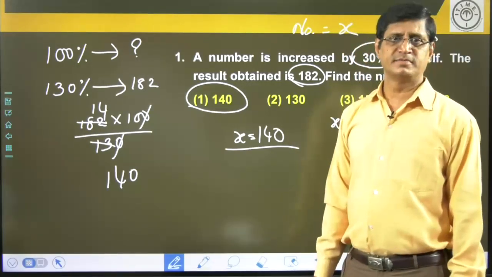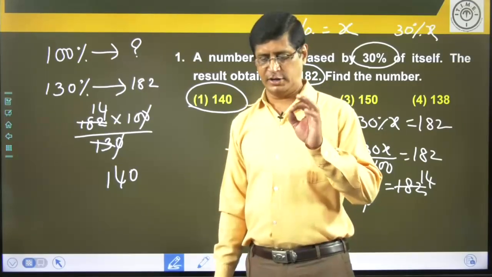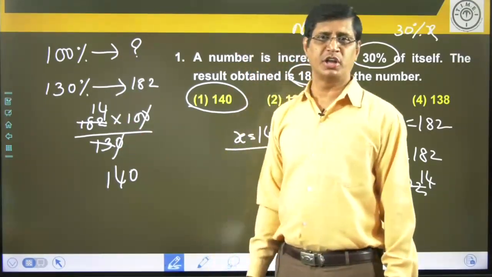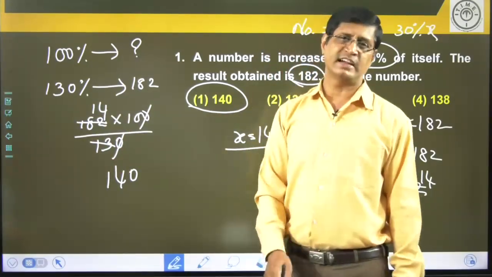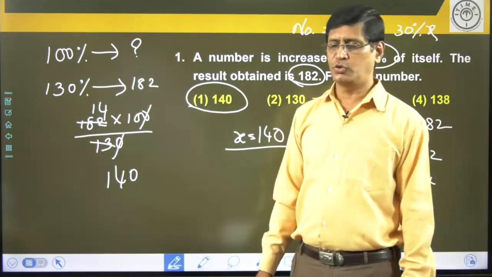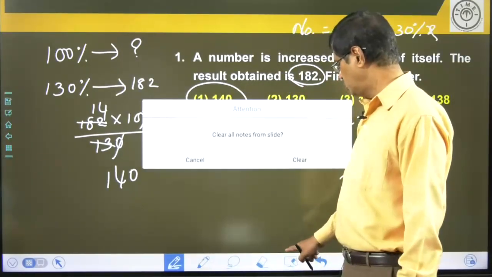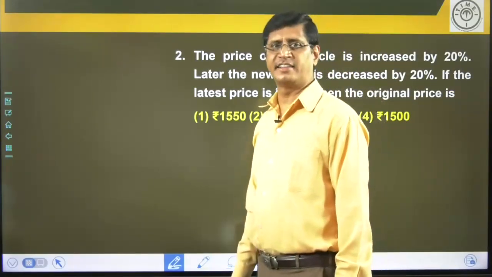Dear students, in quantitative aptitude, multiplication tables play a vital role. Tables memorize cheyandi. Memorize multiplication tables. Chudandi okasari, 13 goes how many times in 182? Exactly 14 times. So you can answer the question comfortably by using these multiplication tables. So memorize tables.